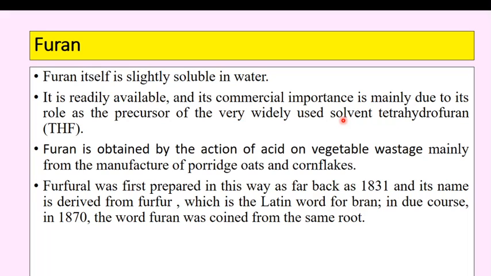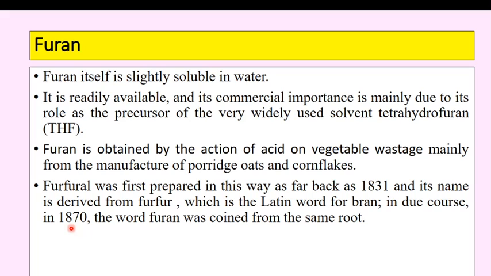Then furan is obtained by the action of acid on vegetable wastage, mainly from the manufacture of porridge, oats and cornflakes. So furfural was first made in this way as far back as 1831 and its name is derived from furfur, which is the Latin word for bran. In due course, in 1817, the word furan was coined from the same root.